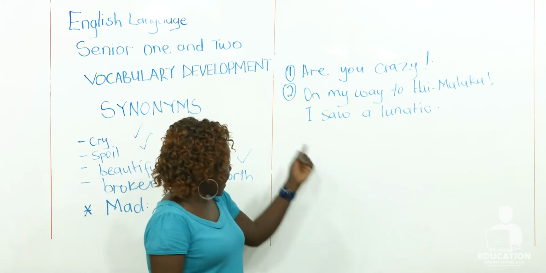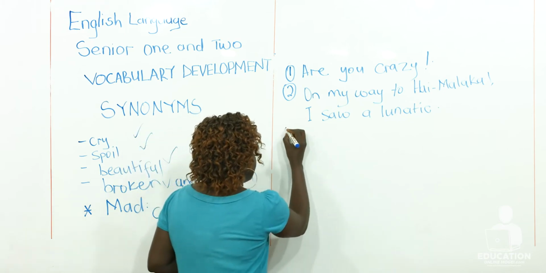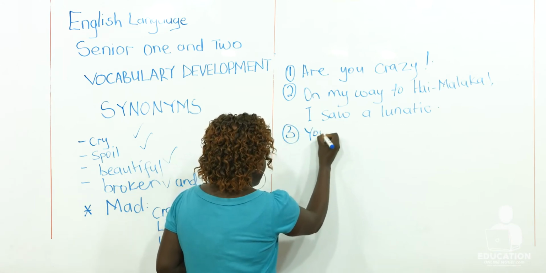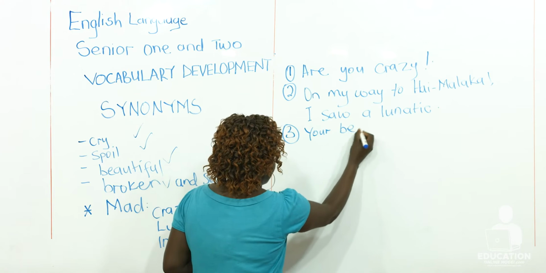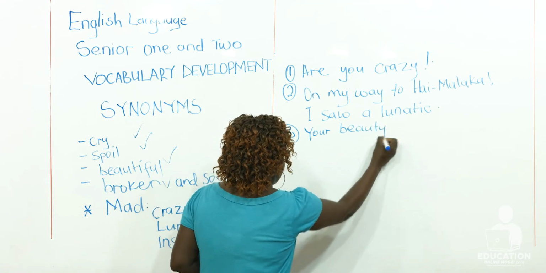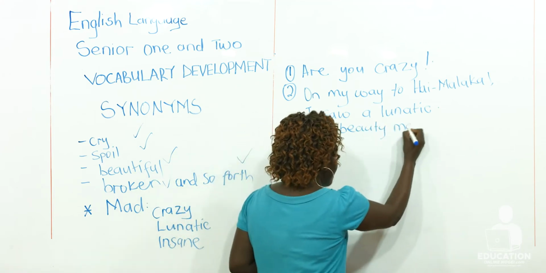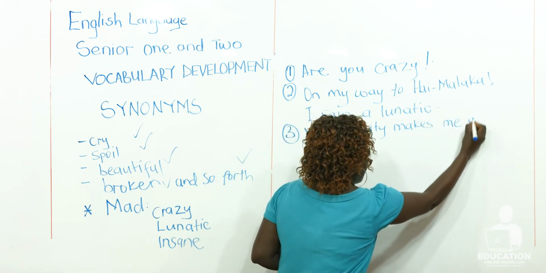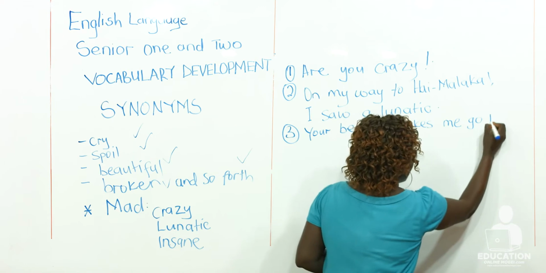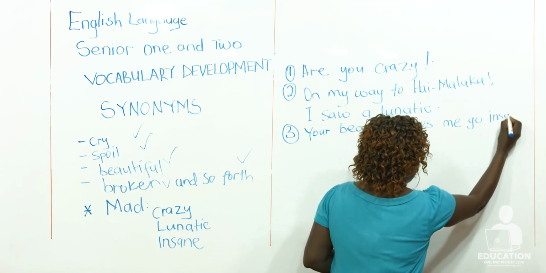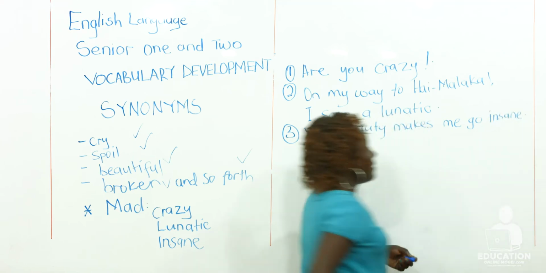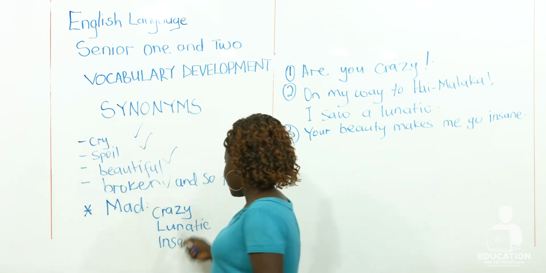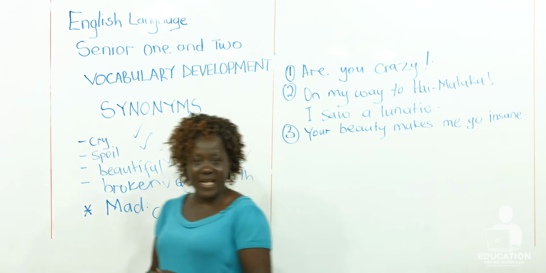So you can write it down and say, your beauty makes me go insane. You are too beautiful to me. You can make me go crazy. That's the meaning of that sentence.